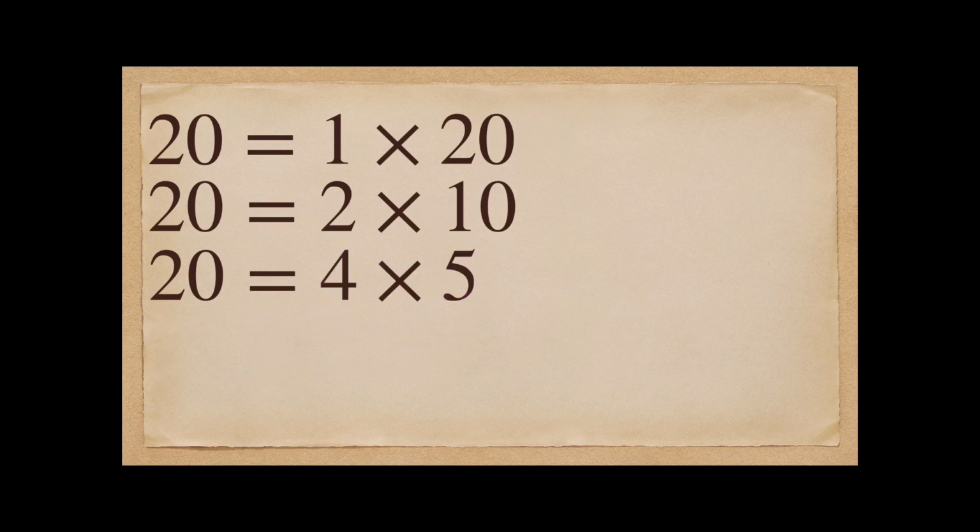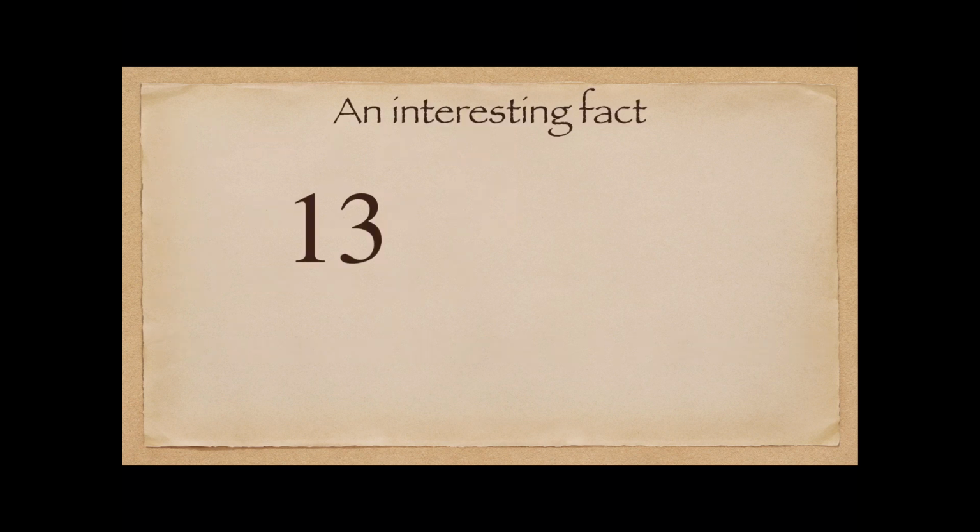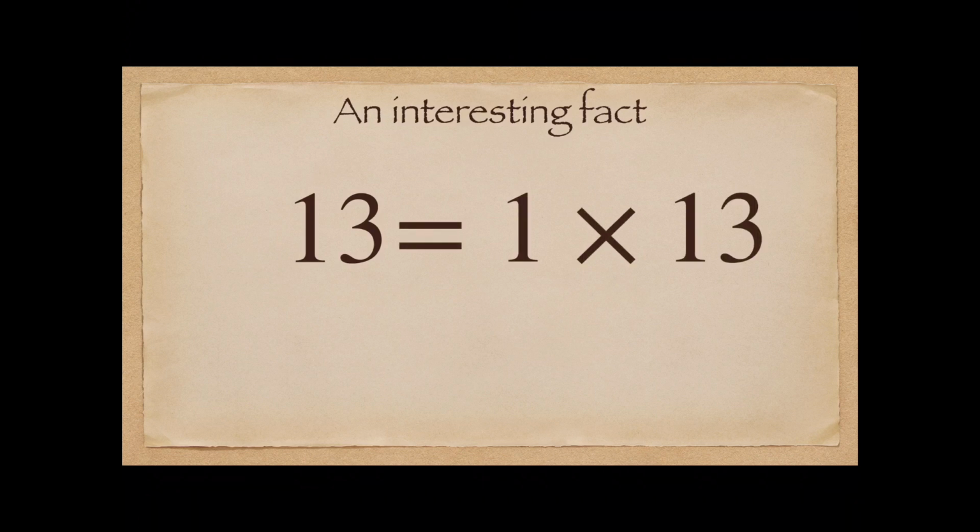Now we can figure out all the factors. The factors of 20 are 1, 2, 4, 5, 10 and 20. We can copy all the numbers in increasing order so we don't miss any of them. An interesting fact is that every number has at least two factors, one and itself. For example, even if we cannot divide 13 by any other number, it is still equal to 1 times 13. So 1 and the number itself are the only factors here.